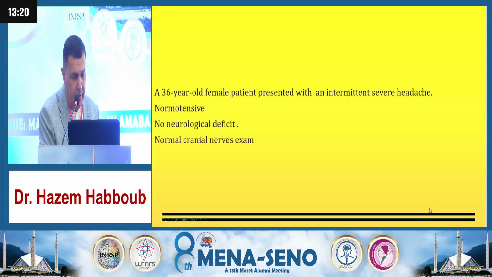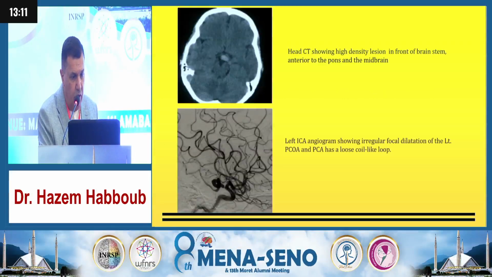This is another case of a 36-year-old male patient. He's normotensive, he's young, no other peculiar disease, no comorbidities, no neurological deficit. And what we see is some density in the prepontine system, anterior to the pons and midbrain. On the angiogram, you can see the arterial loop, which is focal, and it continues with a normal artery. This is the trick also. It forms a loop, and then it continues as a normal artery, and it keeps its parallelism.